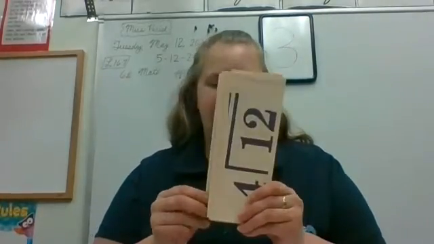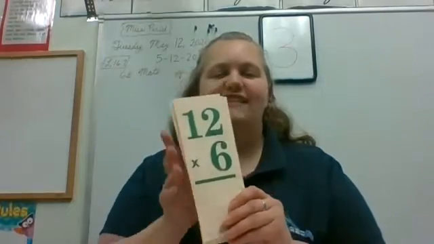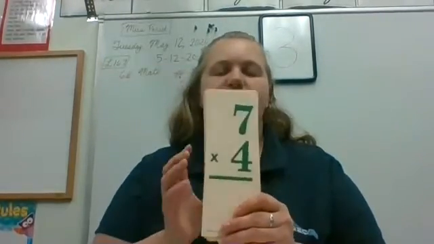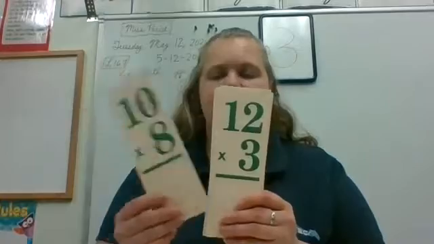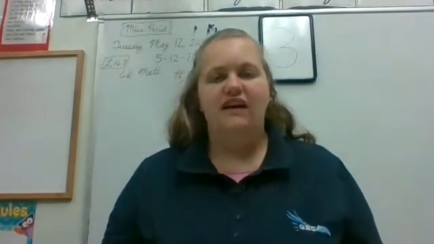Switch your brains back to multiplication. 5 times 5, 25. 5 times 10, 50. So 12 times 6, 72. 7 times 4, 28. 6 times 11, 66. 7 times 6, 42. 12 times 3, 36. 10 times 8, 80. Good job. All right, go take your quiz.